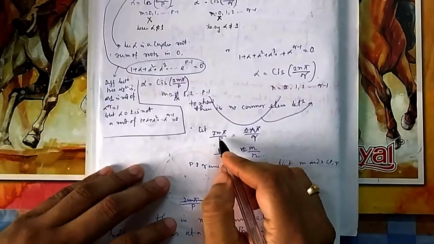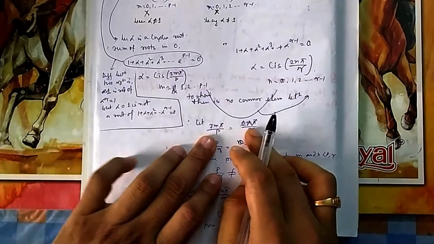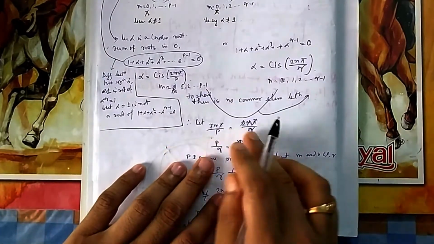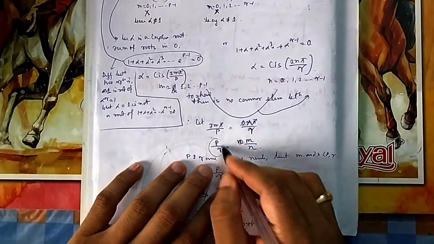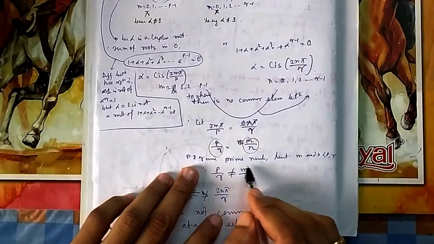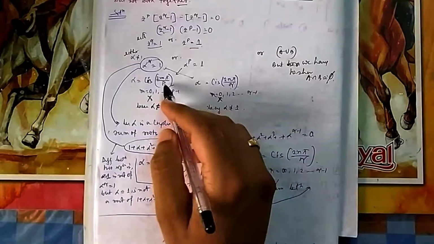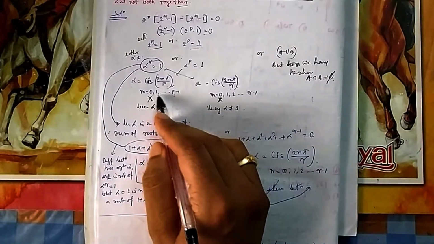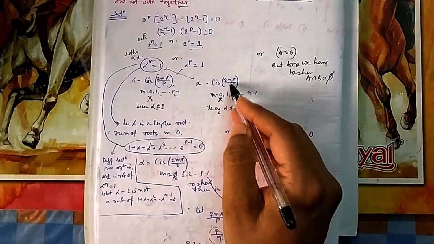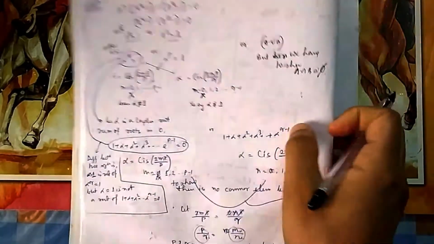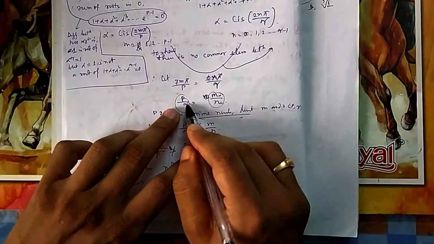So if you see this one, suppose at some point these two are equal. Let me see whether we can prevent this one. If it is equal, then p by q is equal to m by n. But p, q are prime numbers. And m and n, what is m? M is a number less than p, because m starts from 0 and goes up to p minus 1. N starts from 0 and goes up to q minus 1. So m and n are numbers less than p and q.